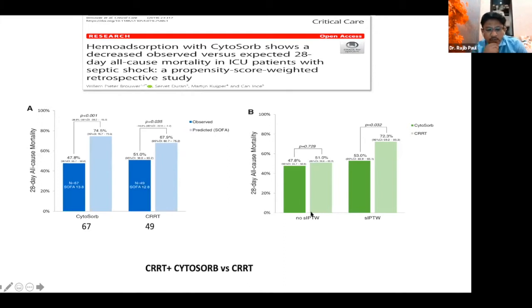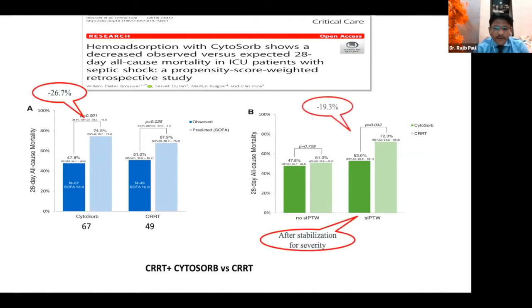It was analyzed and found that the Cytosorb group had more patients who had hypotension and more patients with higher lactate levels. So when these baseline parameters were statistically adjusted for, it was found that there was a drop in the mortality in the range of 19%, because the two subgroups, CRRT versus Cytosorb plus CRRT, had some mismatch in the initial baseline characteristics. So after removing those baseline differences by statistical analysis, the difference in mortality was 19%.